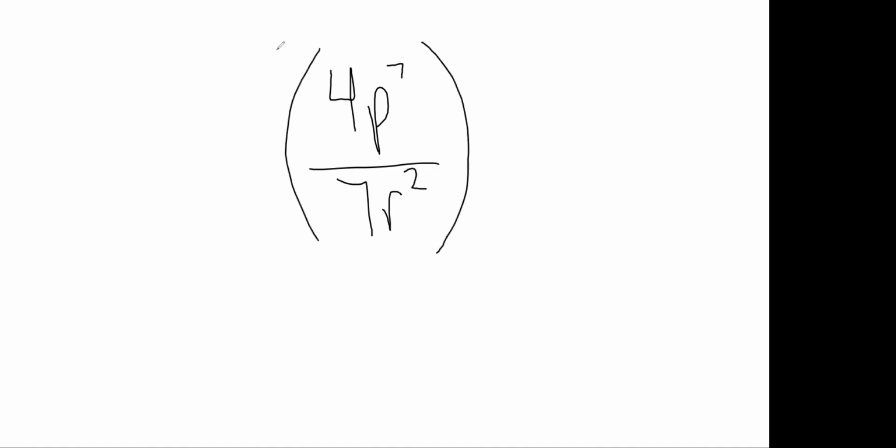Okay. Let's do another one. Let's do number 13. So we have 4p to the 7th over 7r squared. All of this is squared.